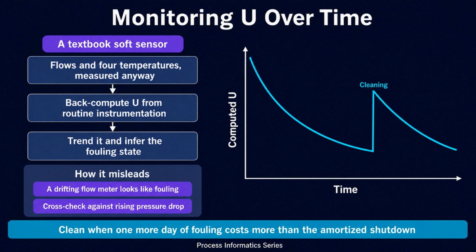A drifting flow meter or a thermowell sitting in a stagnant pocket degrades the inferred coefficient exactly like real fouling does, so look for a step change against a gradual decline and cross-check against pressure drop, which rises as deposits narrow the channel. The trend then feeds a genuine optimization. Cleaning too often wastes production time and labor. Cleaning too rarely burns extra fuel and can force a throughput cut. The optimum sits where the marginal energy cost of one more day of fouling equals the daily amortized cost of the shutdown. That is a scheduling problem, not a judgment call.